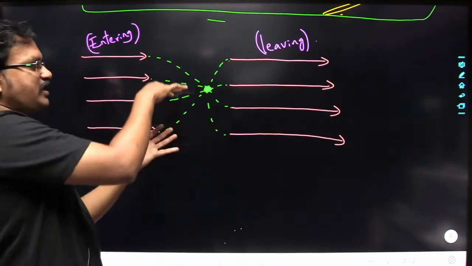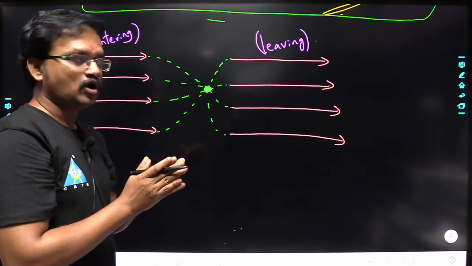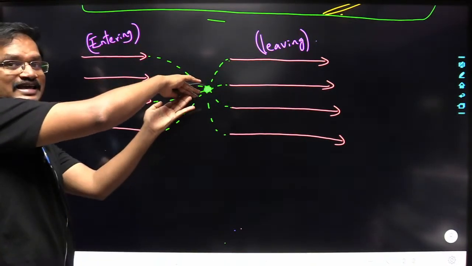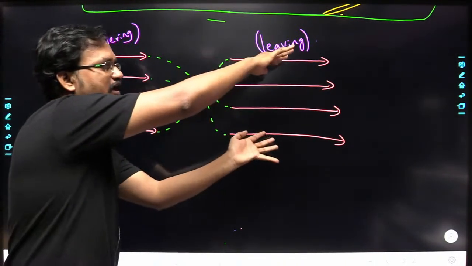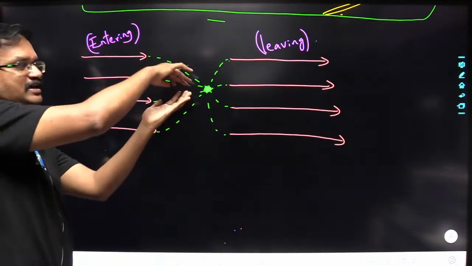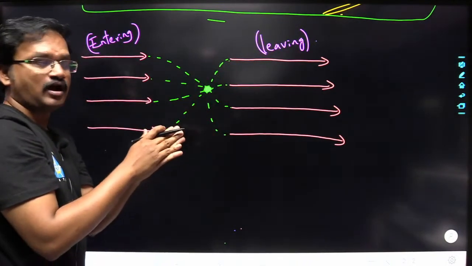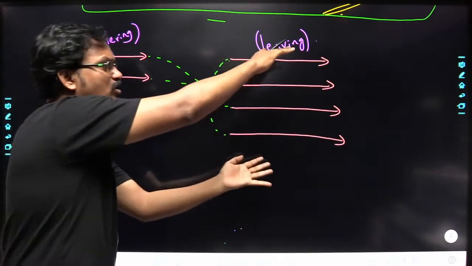Is the field entering towards this point lesser than the field leaving? Yes or no? So whatever field is entering towards this point is lesser when compared to the field that is leaving from this point, right? That means the converging field is lesser when compared to the diverging field, or I can say the entering field is lesser when compared to the leaving field.